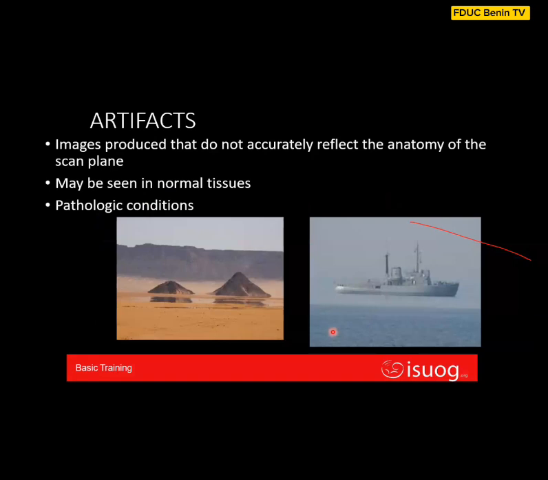This is very important because if you're not aware of artifacts, you can make some errors in diagnosis. It's an image produced that does not actually accurately reflect the anatomy of the scan plane. For example, in this image you can see a hill and a reflection in the water. So this is actually an artifact. If you're not careful, you think that what you are seeing below is a normal structure. So this is an artifact.